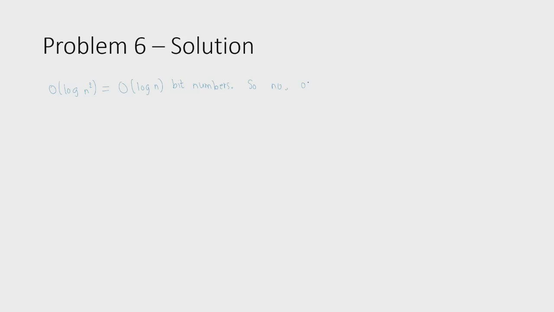So the number of bits communicated is like 4 times order log n, because there are 4 numbers: the size of x, the size of y, and the two sums, which is just order log n.